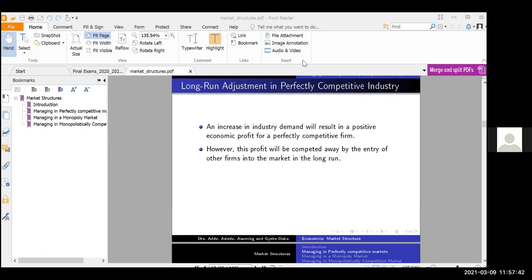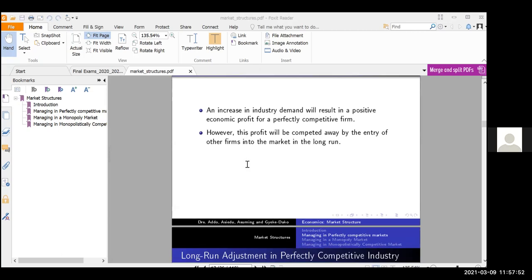Interesting. All right, let me take Dennis. Dennis, your hand is up. Hello, Doc. I wanted to find out, I believe an increase in demand generally should mean more profit for any industry. Why is it worth mentioning for a perfectly competitive firm? I will come to the other markets, but for a perfectly competitive market, the key point here is that the increase in demand, which results in positive economic profit, that profit will not last.